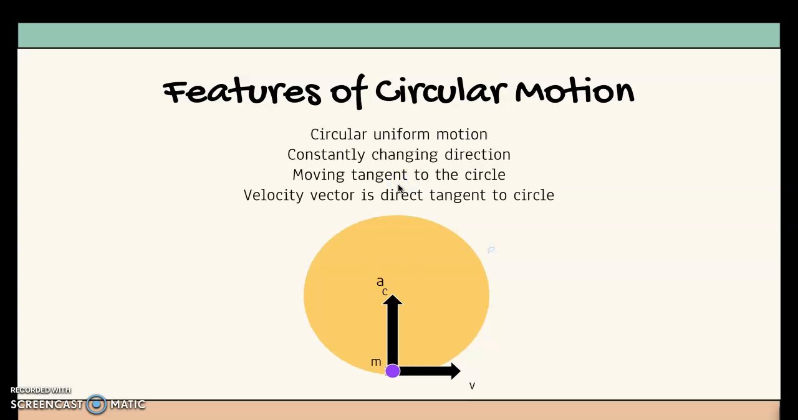The features of circular motion involve uniform circular motion, constantly changing direction, and moving tangent to the circle, and the velocity vector is directed tangent to the circle. As you can see here, we have our object M moving around a circle with the velocity pointing to the right and our acceleration constant towards the middle of the circle.